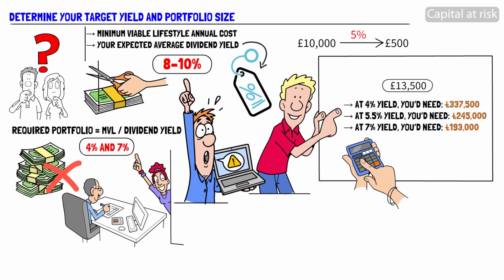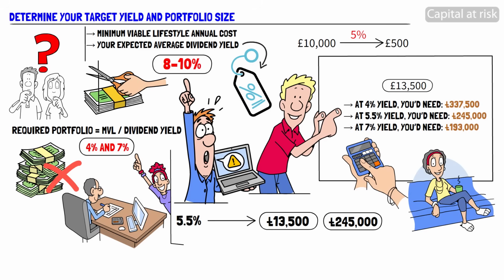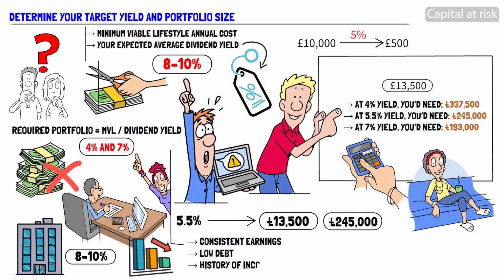As a practical step, once you've calculated your MVL and your desired yield range, you can begin to reverse engineer your investment plan. If you're aiming for a 5.5% yield and your MVL is £13,500, then a target portfolio of around £245,000 becomes your goal for base level financial freedom. It's crucial not to chase the highest yields indiscriminately. Companies offering 8 to 10% or even higher yields often do so because their stock prices have dropped and the dividend might not be sustainable. So focus on companies with consistent earnings, low debt, and a history of increasing dividends.